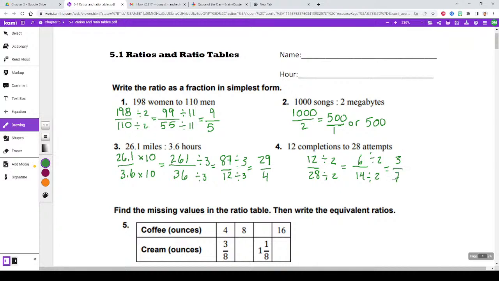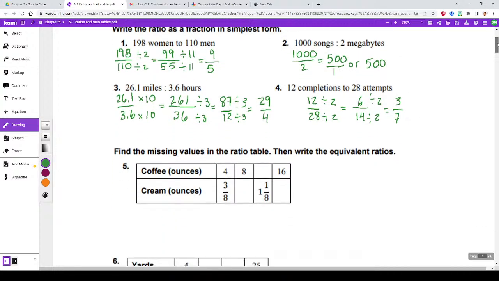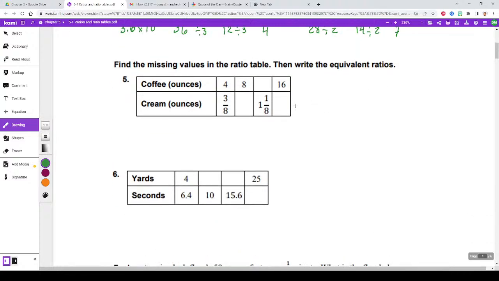So simplifying fractions is just a matter of finding common factors and pulling them out. If you knew that you could divide 22 out of 198 and 110, you could have gone straight to 9/5. If you knew that you could divide 9 out of 261 and 36, you could have gone straight to 29/4. If you knew that you could divide 4 out of 12 and 28, you could go straight to 3/7. I chose to go the long way because I think that some of you need to see it done very slowly. Okay, find the missing values in the table.